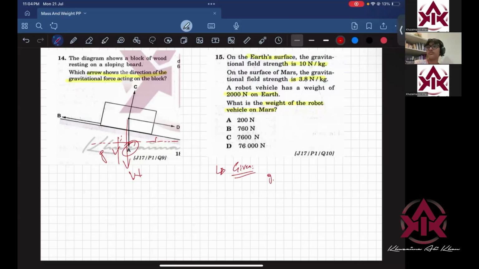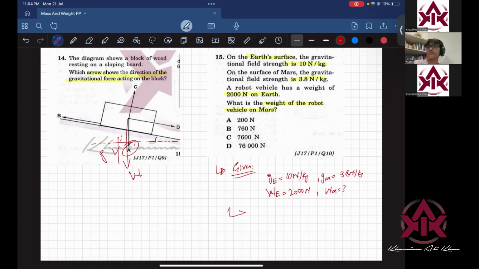Given the gravitational field strength on Earth, that is 10 newton per kg. They're given the gravitational field strength on Mars, that is 3.8 newton per kg. They're given the object's weight on Earth, that is 2000 newtons. They're asking: what is the weight of the robot on Mars?